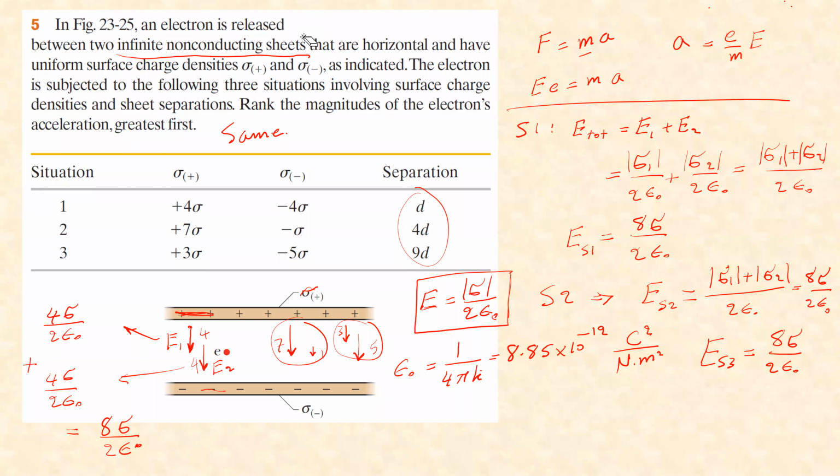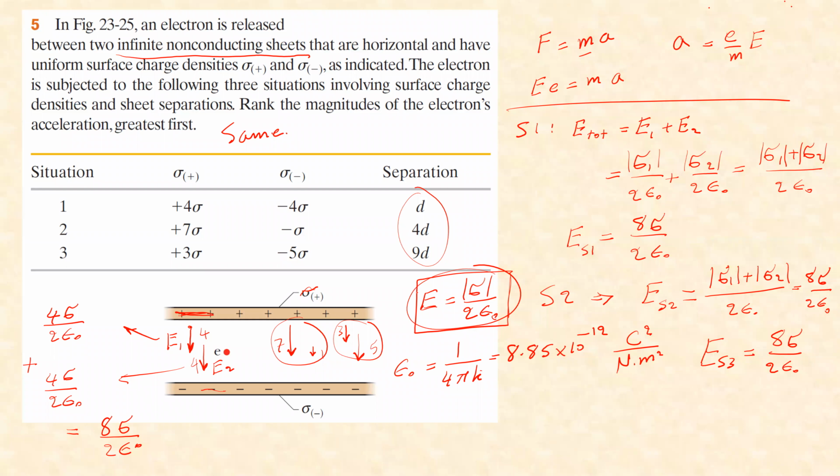This formula just gives you the magnitude, and the direction is perpendicular to the plane, away from positive charge and toward negative charge. For the upper plate, below the upper plate, the electric field is downward.